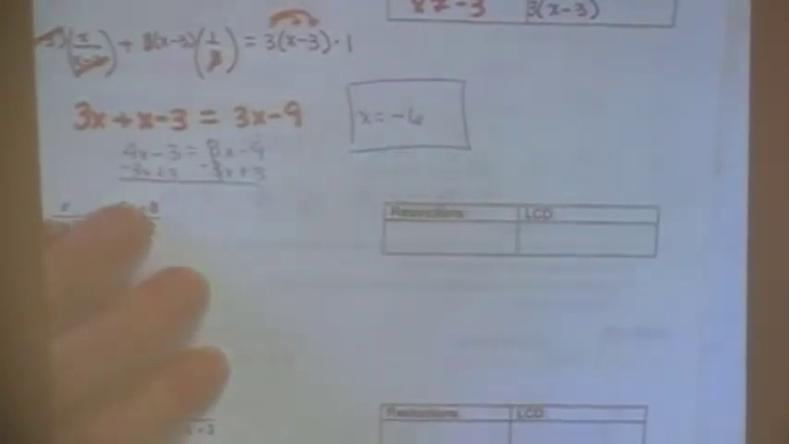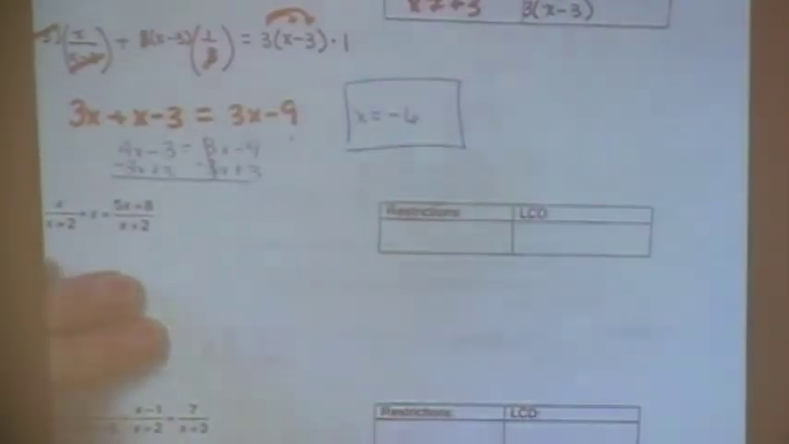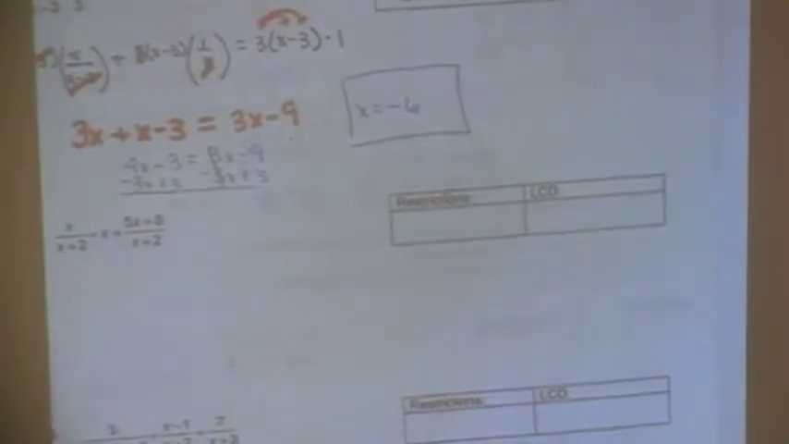Wait, would the restriction be 3? It would be 3, you're right. Positive 3. Thank you. Okay, so set. Everybody kind of okay?